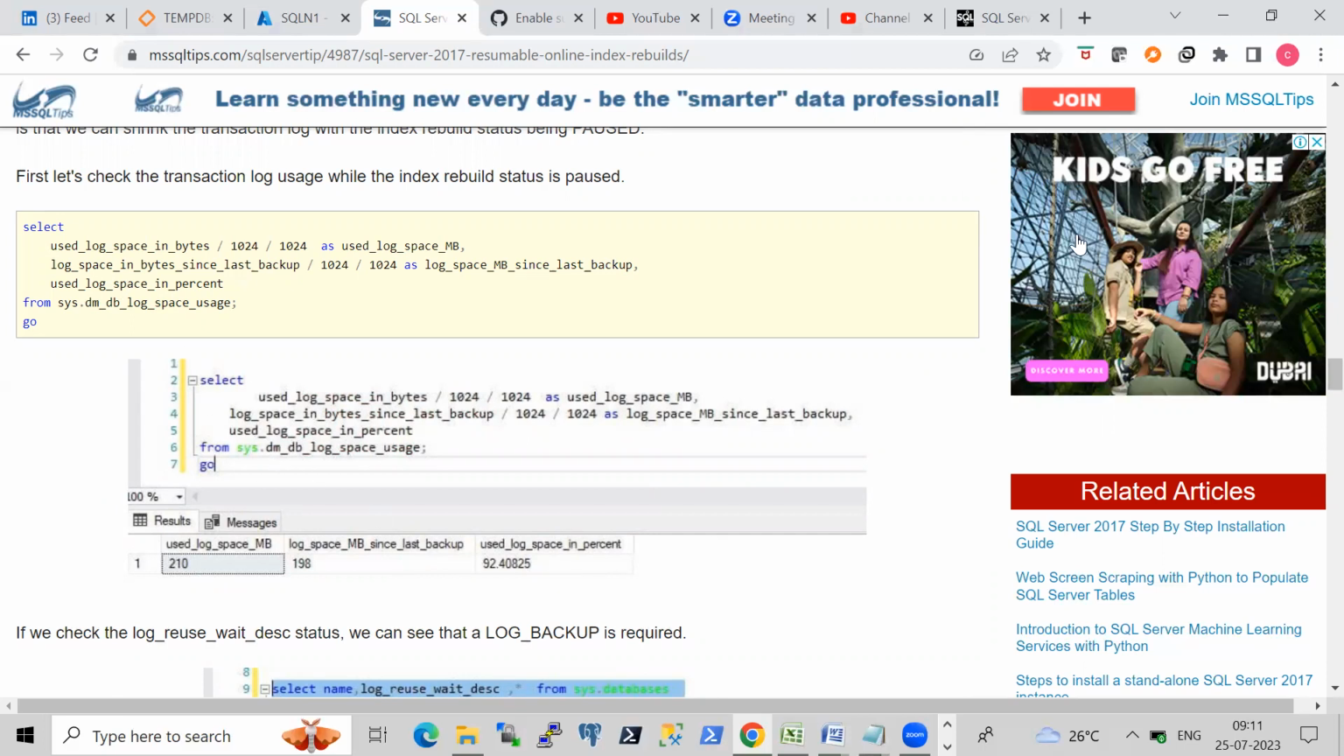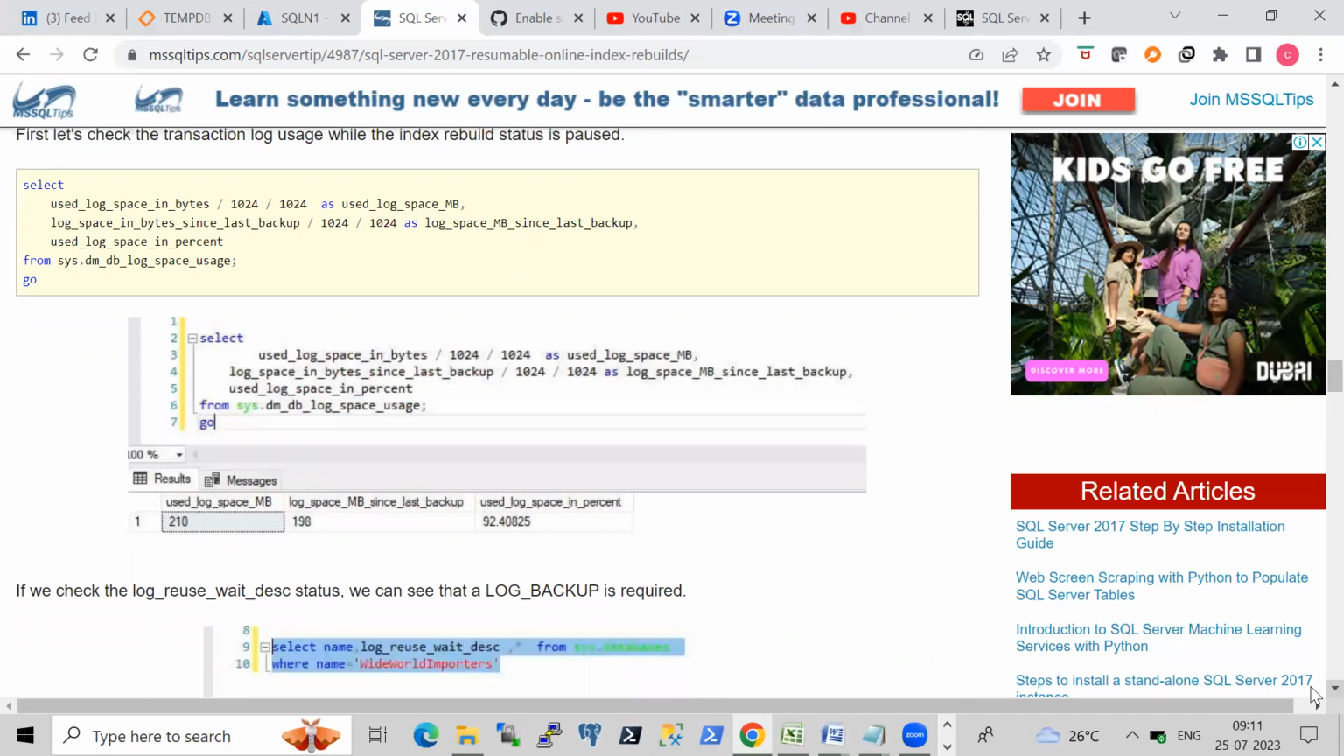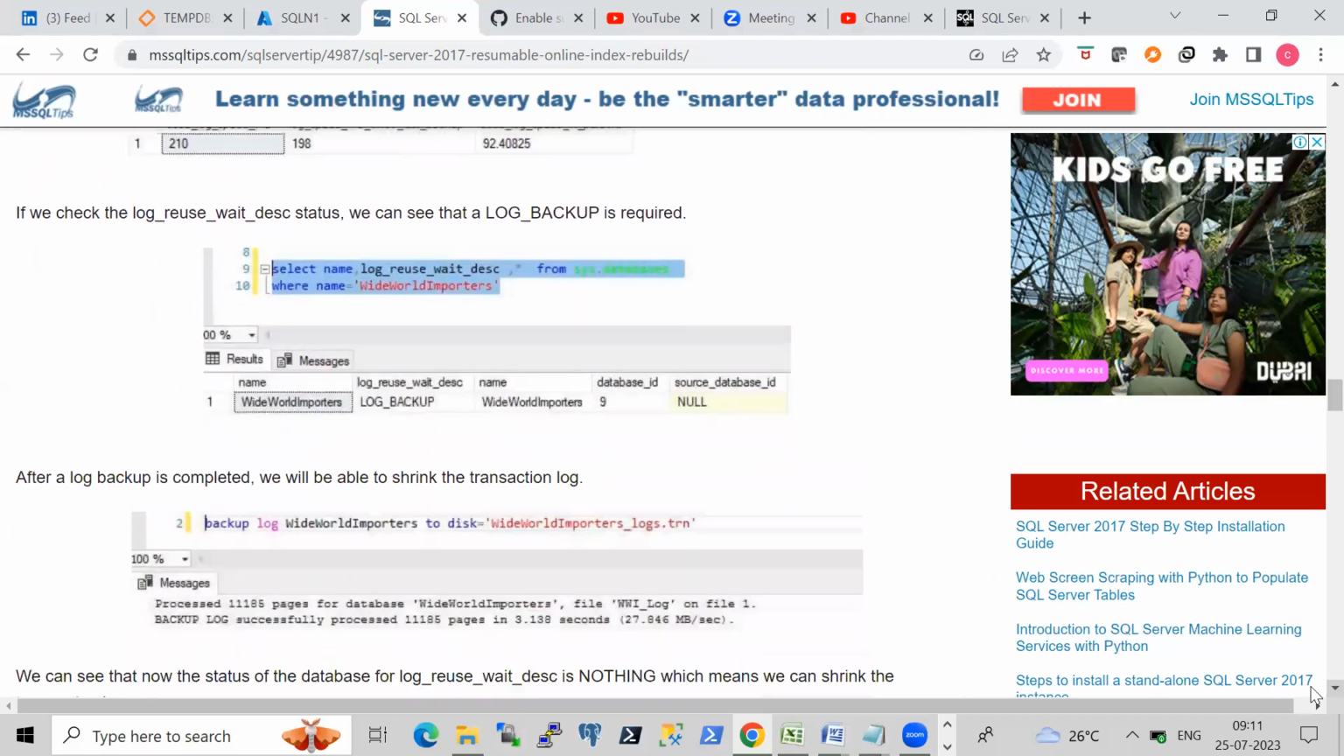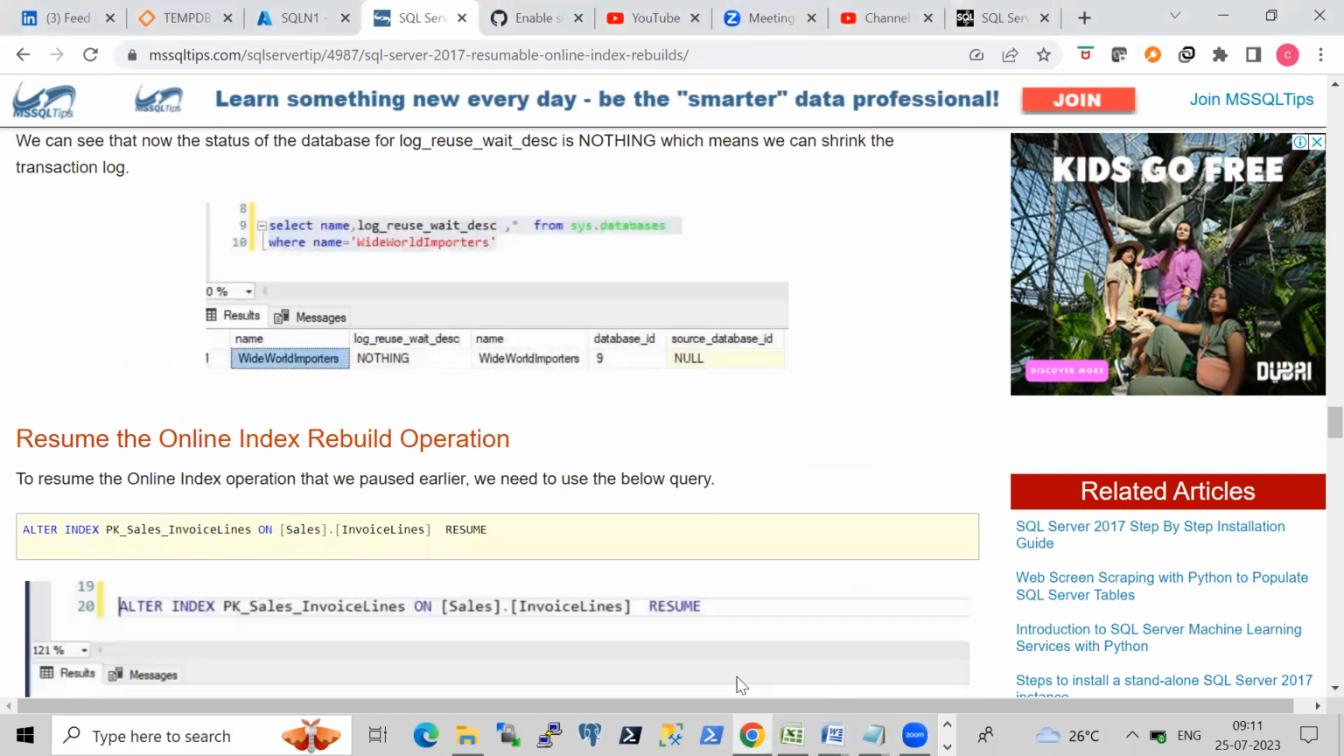We'll talk about that later. But my main intention is, you'll come here and check log_reuse_wait_desc in sys.databases. If it says something like LOG_BACKUP, go ahead and take your log backup, then shrink that log file, come back and resume that index. Now, what is the advantage I got here?